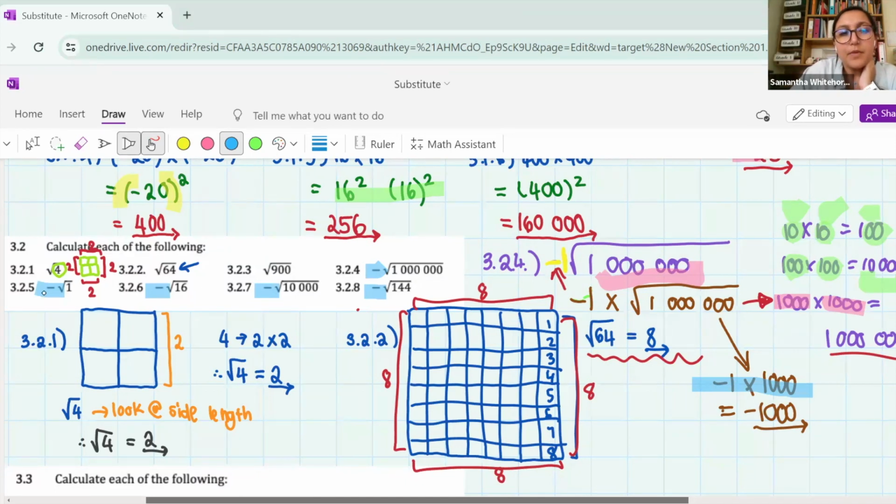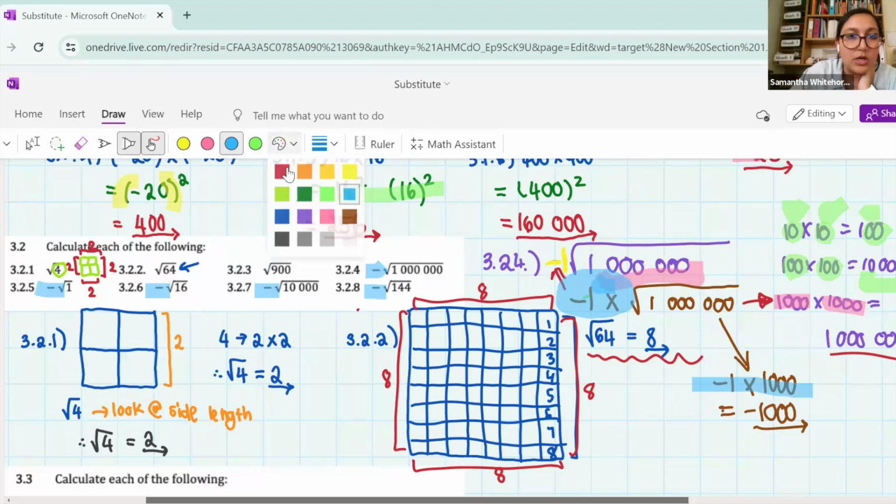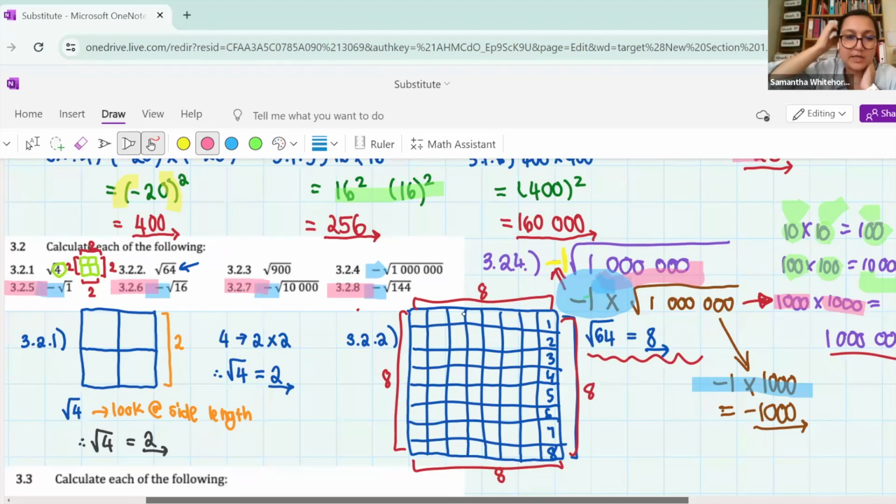Every time there is that negative in front of your square root, you need to remember that it's saying -1 times the square root. It's a coefficient. So if we remember that, we should be okay going forward. So with that being said, what I want you guys to try is the bottom row: 3.2.5, 0.6, 0.7, and 0.8. Try those four for me and see what you get, because they've all got the negatives, and I've just explained what the negative means. So let's give those four a try and see what we come up with.